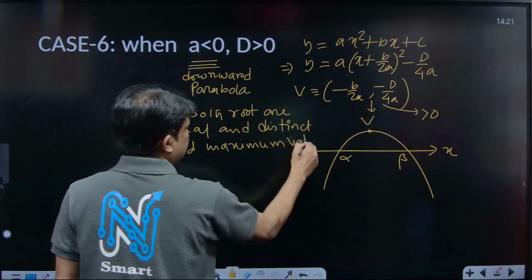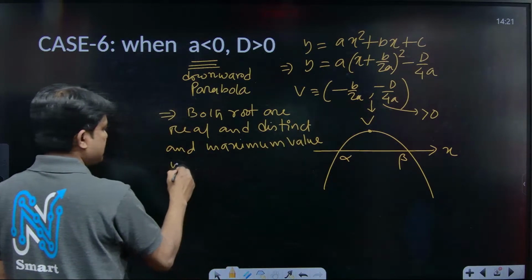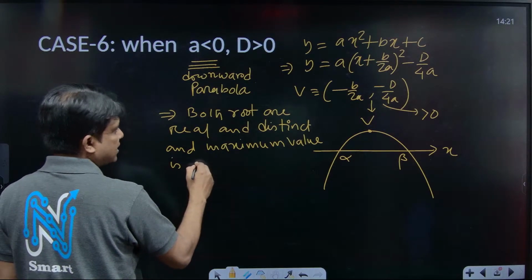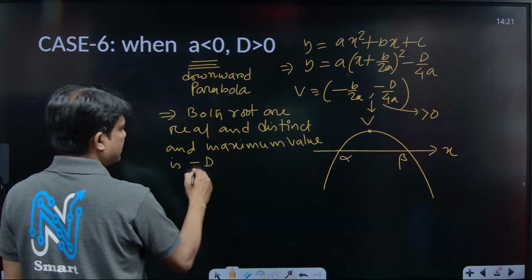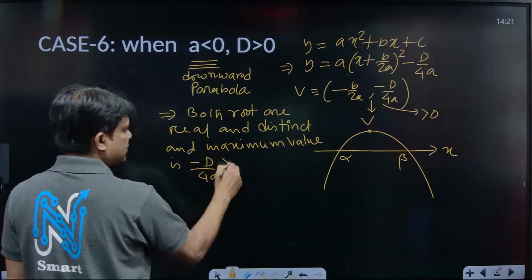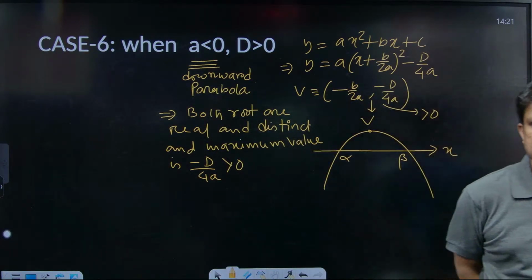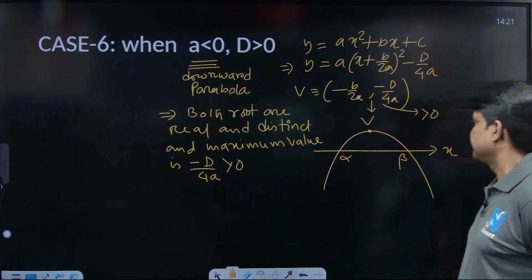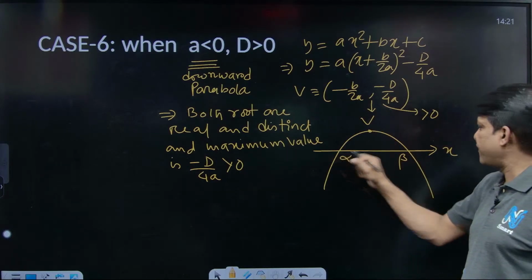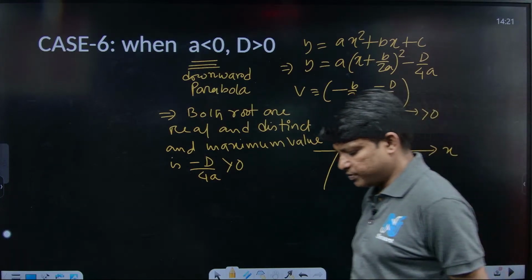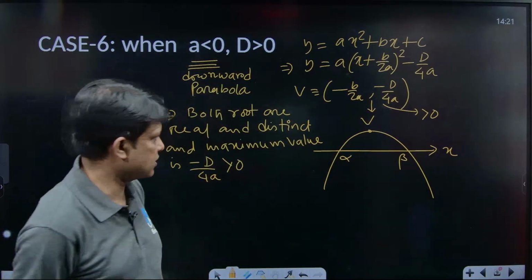Maximum value is minus D by 4a. This is a positive value because this is above the x axis. It has alpha and beta, two distinct real roots, because the discriminant is strictly positive.